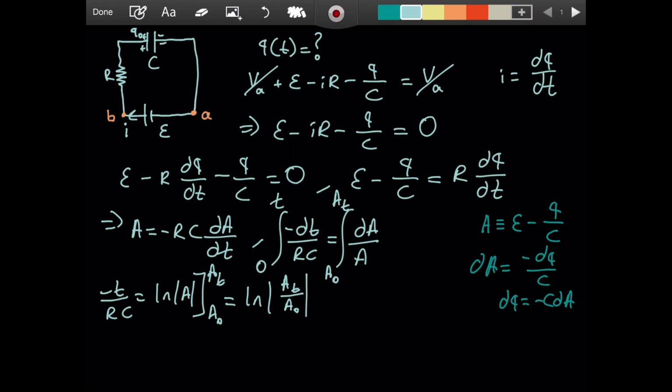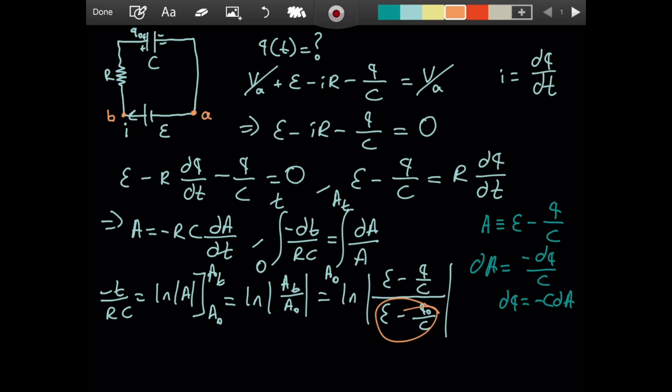Now, I am not interested in a, actually, because we just made it up. Let's just substitute for it. Ln of (epsilon minus q over c), and remember, this q is the function q, the thing that we're looking for. It is changing with time. Divided by (epsilon minus q naught over c). This is the initial charge. The Q naught is the initial charge. And we can get rid of the absolute value, in fact, because the bottom side is positive.